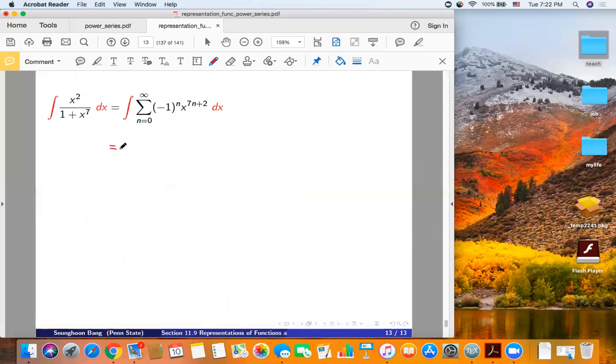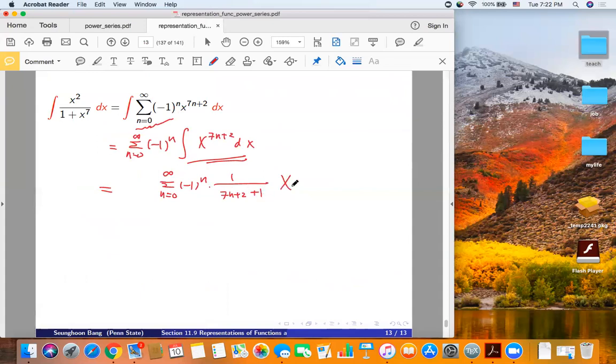Next, calculate. Take out the summation and negative 1 to the power n, integral of x to the 7n plus 2 dx. So you keep the summation n equals 0 to infinity of negative 1 to the power n. Find the integral of x to the 7n plus 2 by using the power rule: 1 over 7n plus 2 plus 1, times x to the 7n plus 2 plus 1. This is an indefinite integral, so you need to write the constant c.